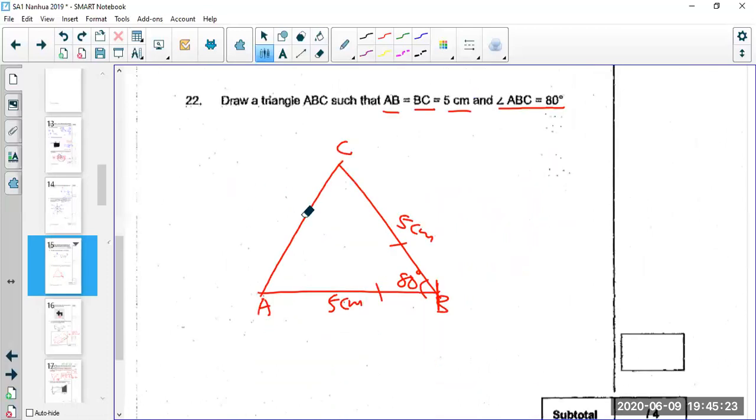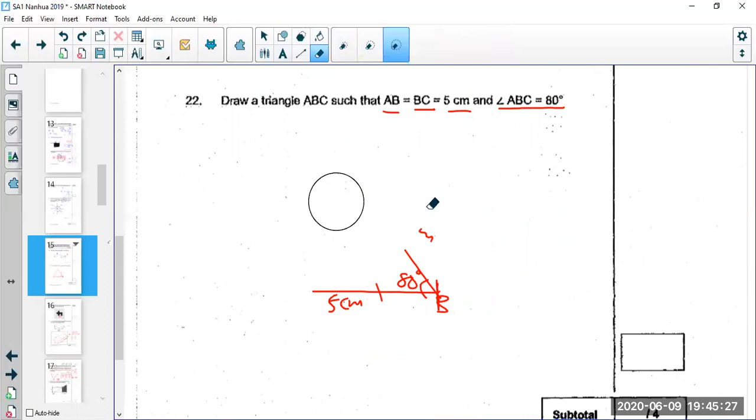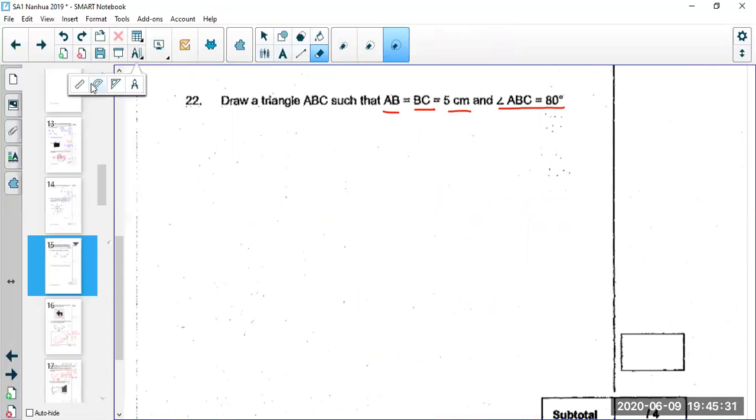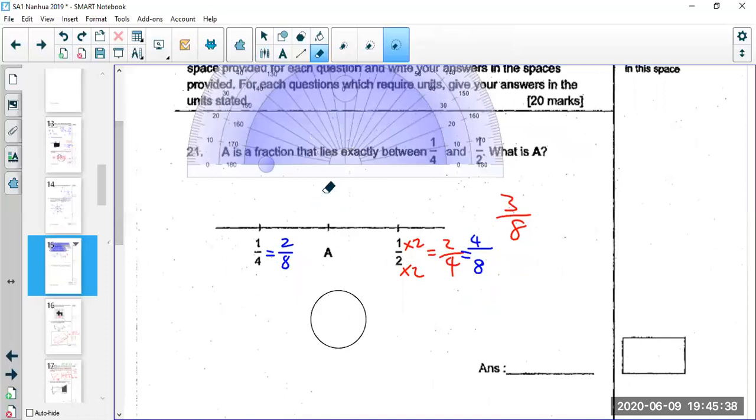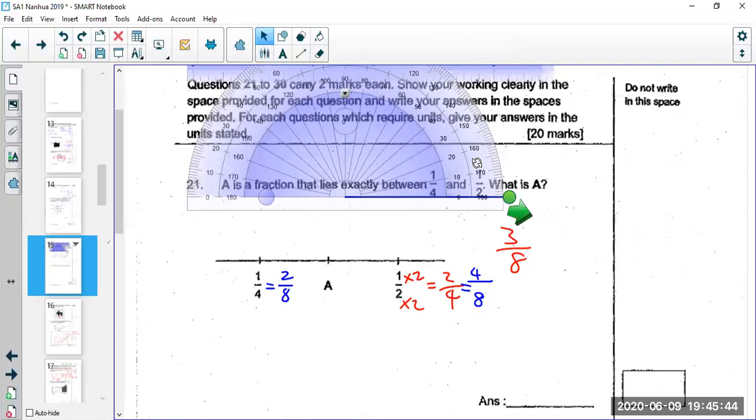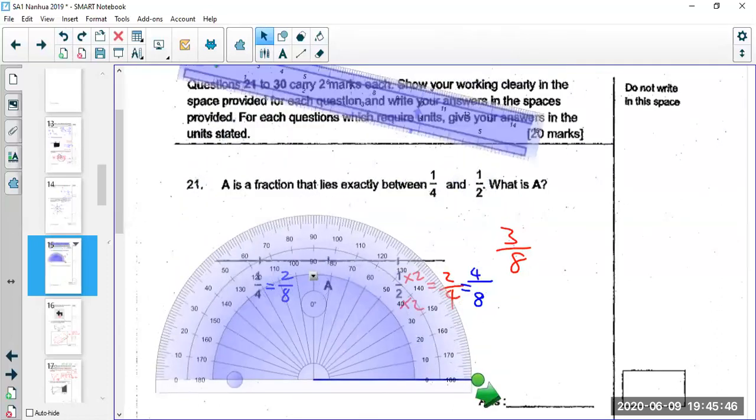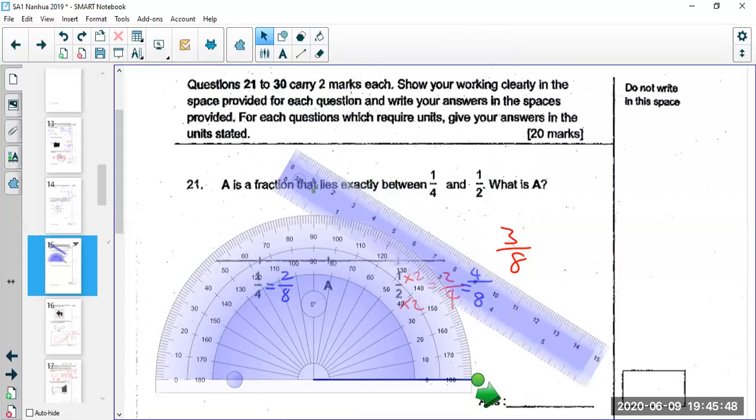Draw a triangle. All right, it's been done for you already. But let me erase all these and let's draw again. And you need a ruler, right? Need a ruler and a protractor. So let me take out my ruler and my protractor. Okay, let me just bring down all these things. Bring down the protractor, bring down the ruler, and then we start drawing.